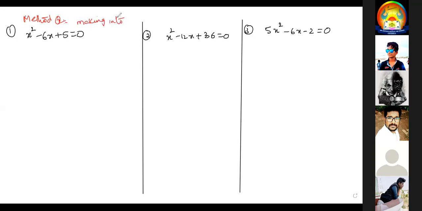Making into perfect square. What is this making into perfect square, sir?